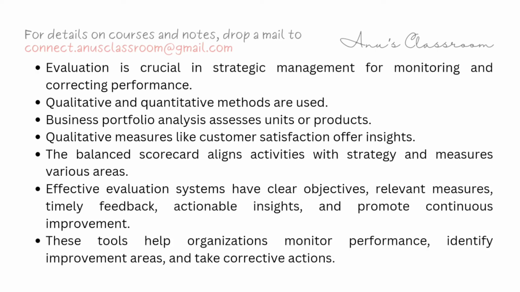Effective evaluation systems share common characteristics like clear objectives, that is, objectives that are aligned with the organizational strategy. Evaluation objectives provide a roadmap for the performance assessment. So, first characteristic of an evaluation system is clear objectives. Second is relevant measures. That is, utilizing metrics pertinent to the organizational goals, ensuring alignment with strategic priorities. There has to be timely feedback. That is the third characteristic of an effective evaluation system. Timely feedback. That is, prompt feedback, which enables proactive decision making and agile course corrections.